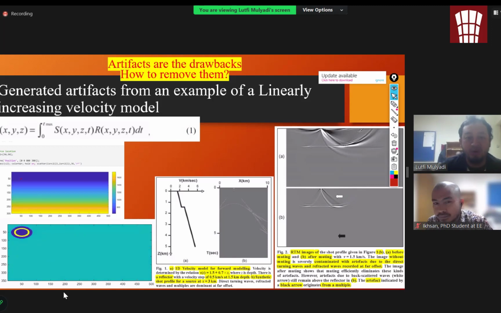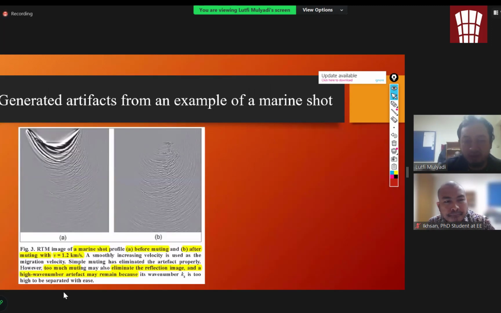Okay, let's continue our discussion. This is also the generated artifacts from an example of a marine shot. In figure A, this is before muting, and figure B is after muting. We can see that after muting with a velocity of 1.2 kilometers, we can remove these artifacts. These are also refracted waves because of the changing velocity in the salt layer.